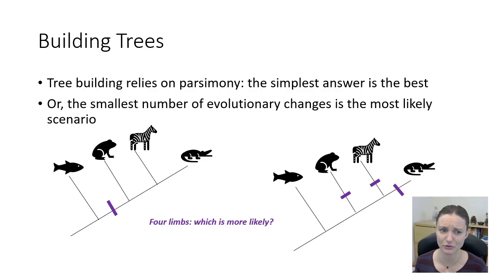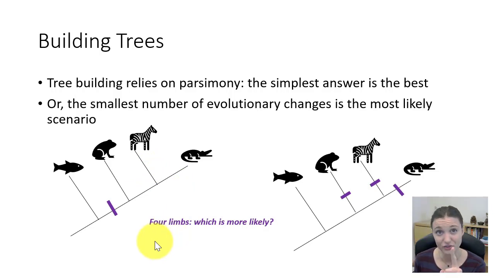So for example, let's take the trait of having 4 limbs, being a tetrapod, right? Is it more likely that the amphibian lineage independently gained that trait of 4 limbs and the mammal lineage independently gained that trait of 4 limbs, and then separately a third evolutionary event occurred where the reptiles gained that trait of having 4 limbs, right? So 3 evolutionary changes? Or is it more likely that that trait of 4 limbs arose once and then was inherited by all of the lineages after that point?